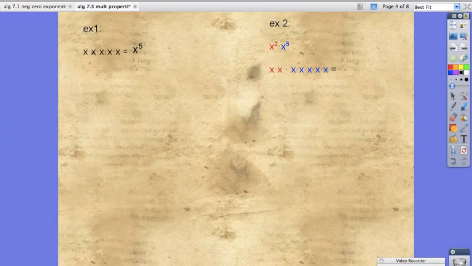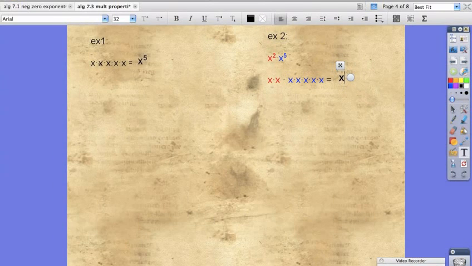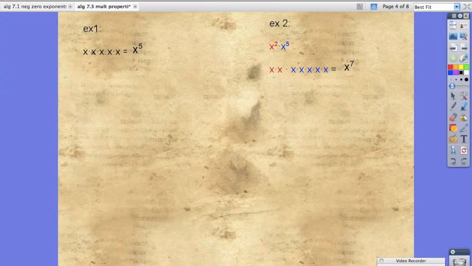So if we have x to the second times x to the fifth, that's really just x to the seventh power. So whether you expand it or write it out or simplify it like we did above, it's still going to yield the same answer.